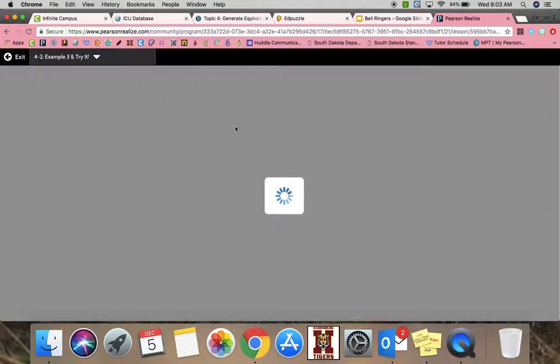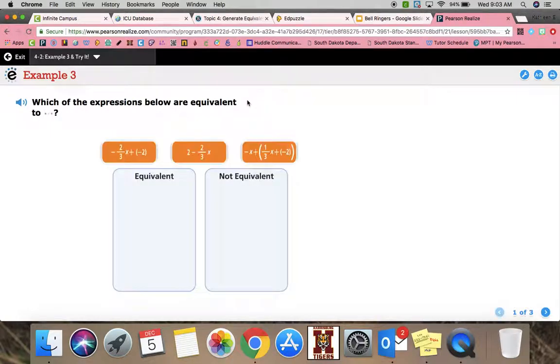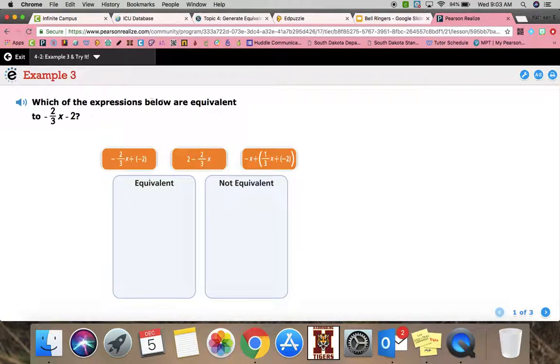I try not to make these videos too long, but this stuff kind of takes some explanation. So it says, which of the expressions below are equivalent to negative 2/3 x minus 2? Okay, so here are our 3 options down here. These are the 3 that we get to choose from. Something we need to think about is that this 2/3 x is negative, and this 2 is also negative. So my first thing I'm going to do is look for a problem where they are still both negative. Okay, so I'm looking at this one here. So here is negative 2/3 x and negative 2.